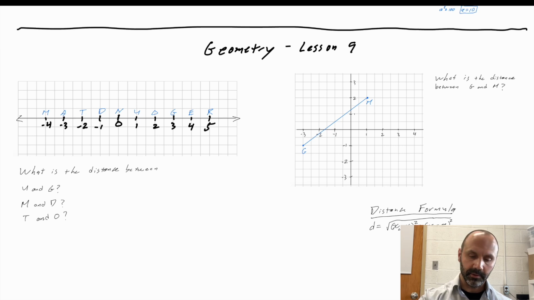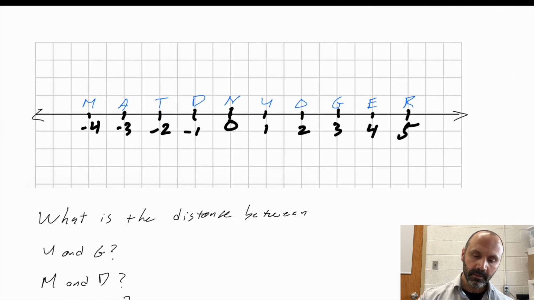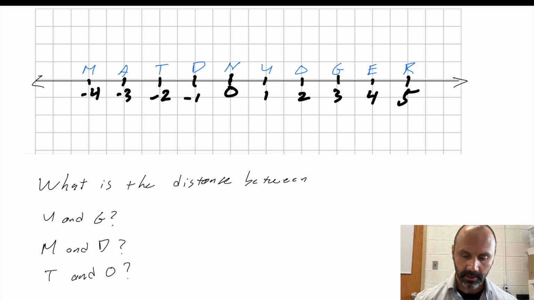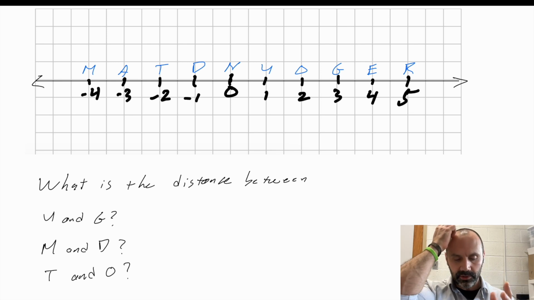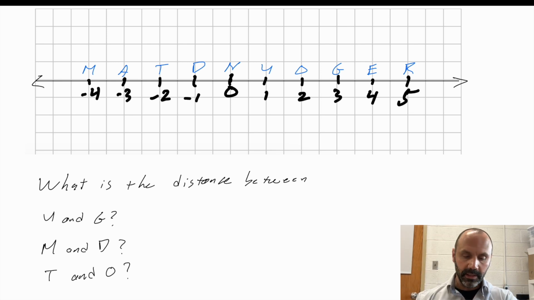And we're going to come back to it from time to time in geometry as we learn different formulas and theorems, etc. So let's start just by considering a simple example. If we have these points here on this number line, so again, an XY graph is just two number lines put together. That's it. So let's start with just a single number line. And what we want to know is the distance between two points, like in this case, U and G.